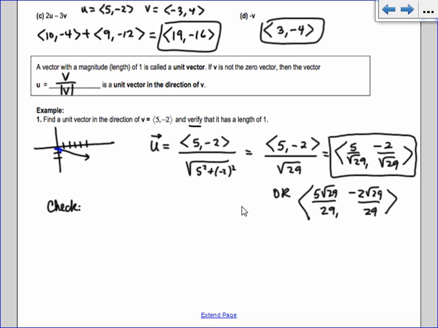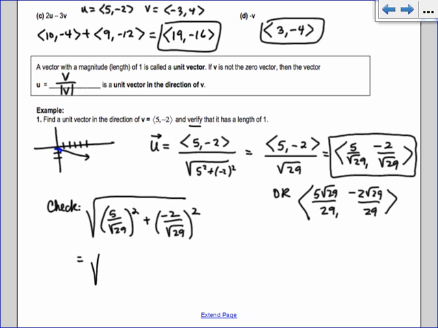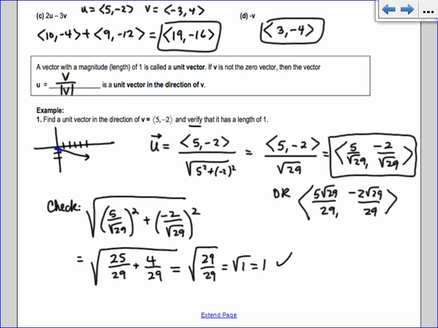So if I want to see that it has a length of 1, I want to do the square root of a squared plus b squared. So I'm going to have 5 over the square root of 29 squared plus -2 over the square root of 29 squared, which is 25 over 29 plus 4 over 29, which does give you the square root of 29 over 29, which is the square root of 1, which is 1. Okay, so it does work. It gives you a unit vector when you divide by the length.